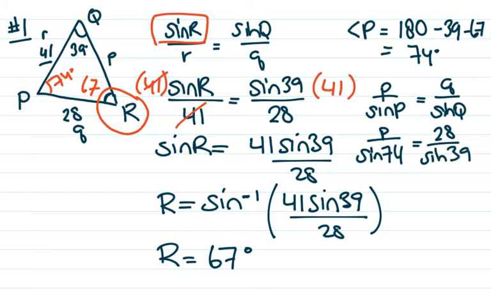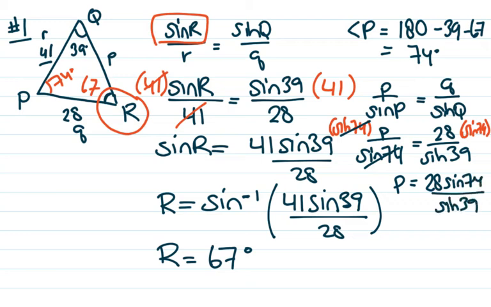We need to solve for p. Right now p is being divided by sine 74, so we're going to do the opposite of dividing, which is multiplying by sine 74 on both sides. Now we'll have p equals, these ones will cancel out, 28 sine 74 divided by sine 39. Type all of that into your calculator and you should get 43. That's the side length 43, in centimeters or meters or that sort of thing. Okay, on to number 2.